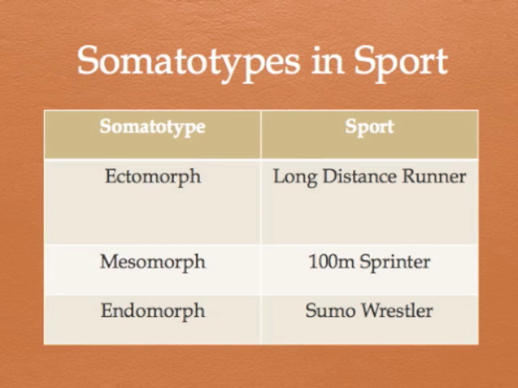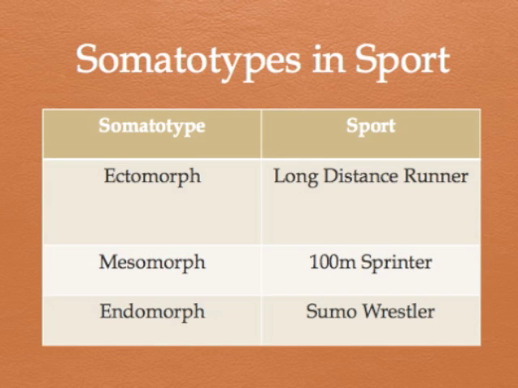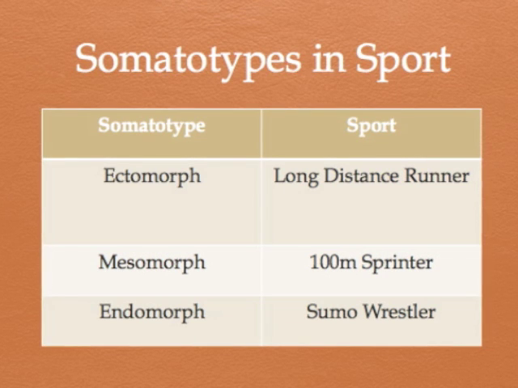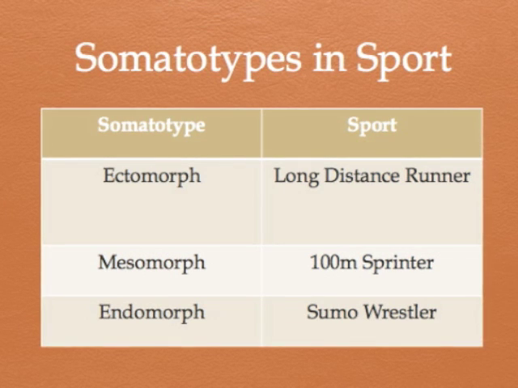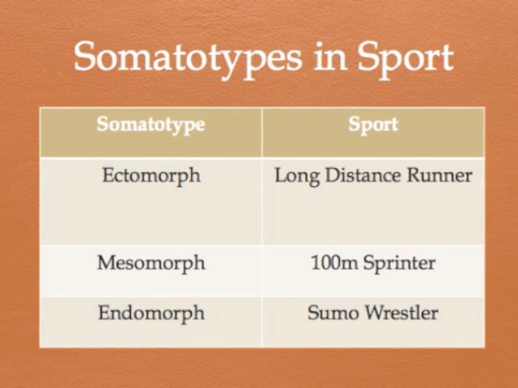Mesomorphs tend to be involved in sports which require strength and sudden bursts of energy, rather than sustained effort over long distances. Their muscular build often means they are stronger and better able to cope with anaerobic exercise, such as a 100-meter sprint.